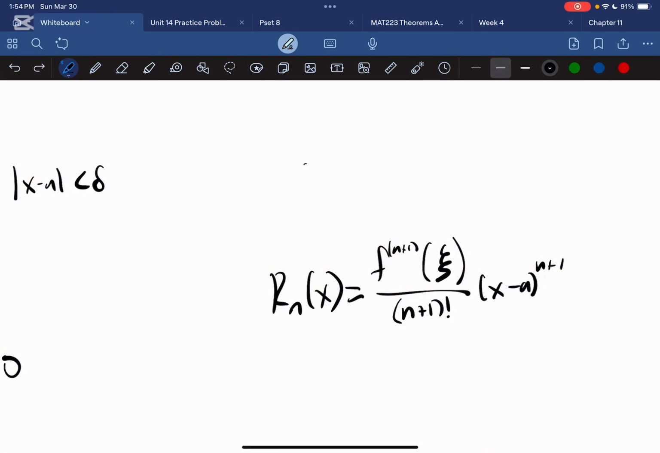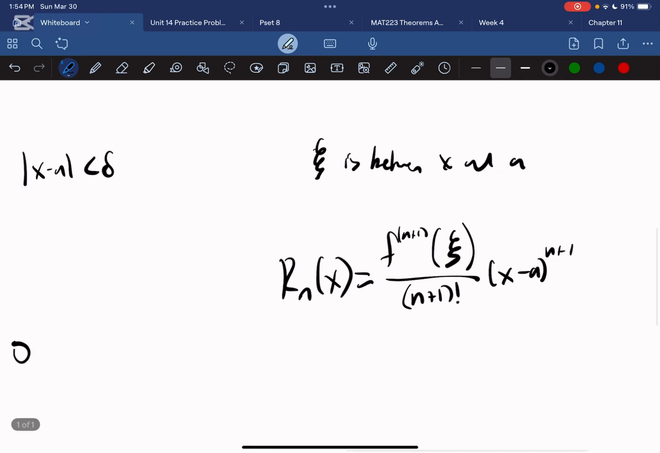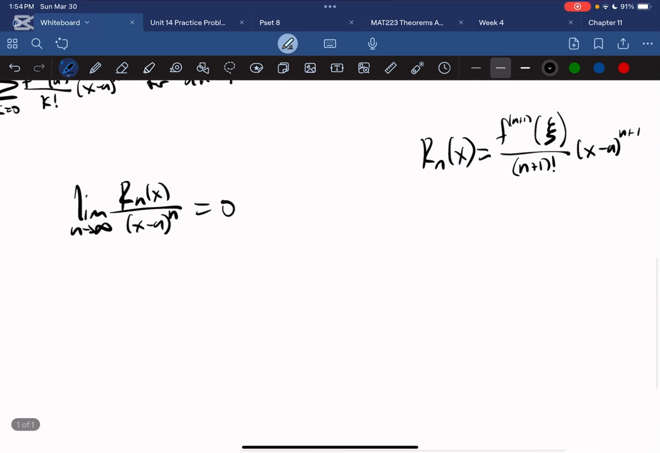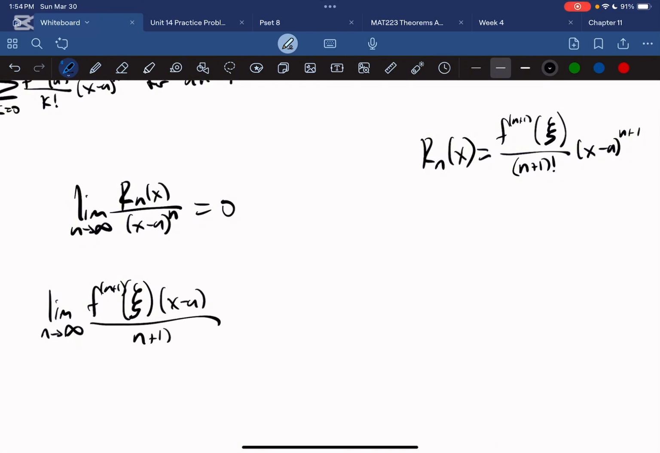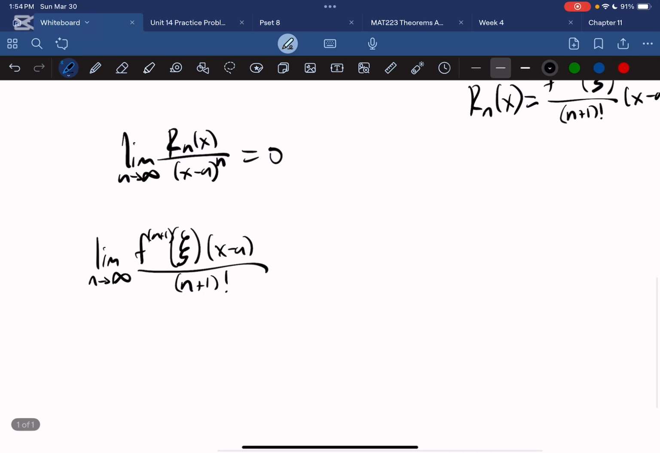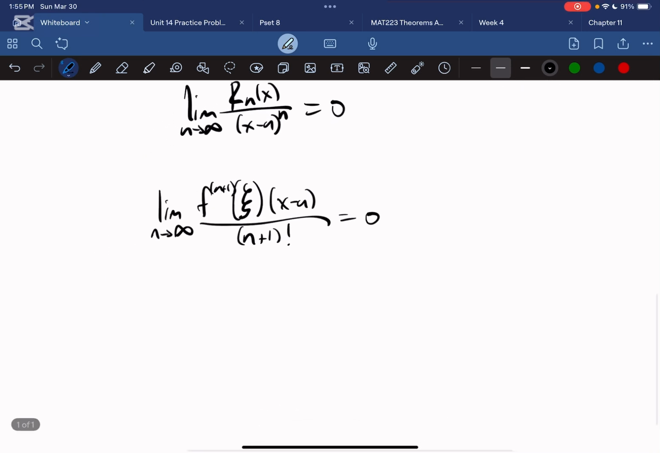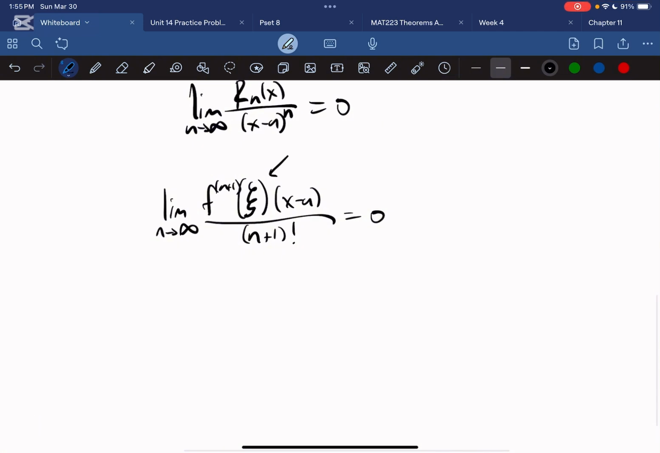And xi is between x and a. So when we plug that guy in, we'll actually end up with this, where we have x minus a and n plus 1 factorial, right? And when we evaluate this, we can evaluate this.